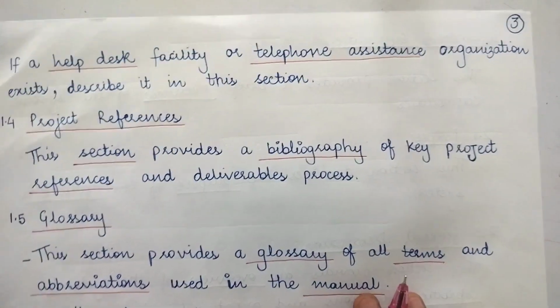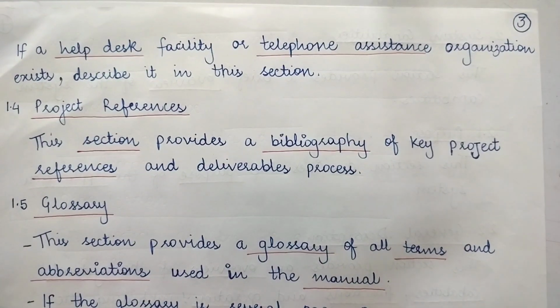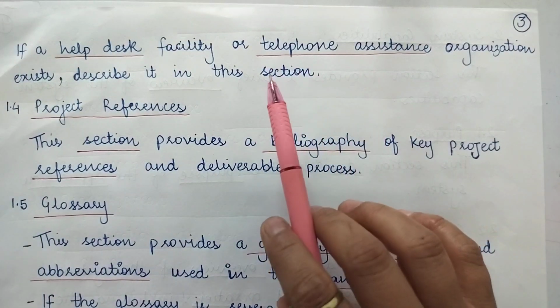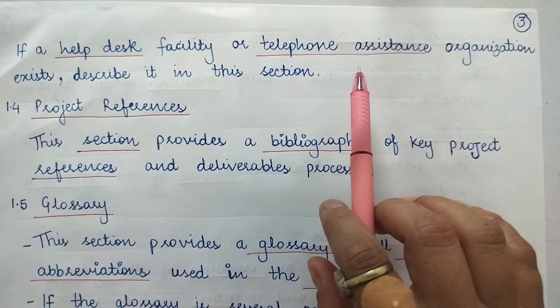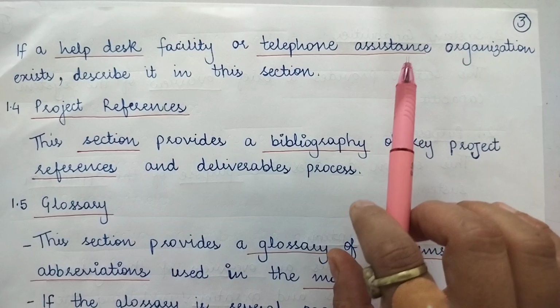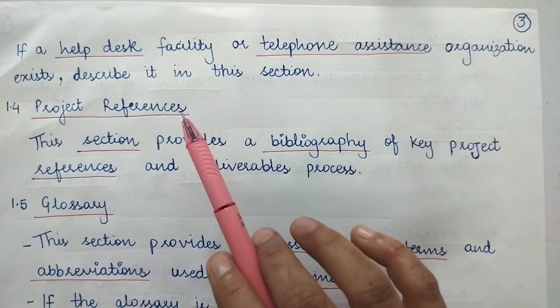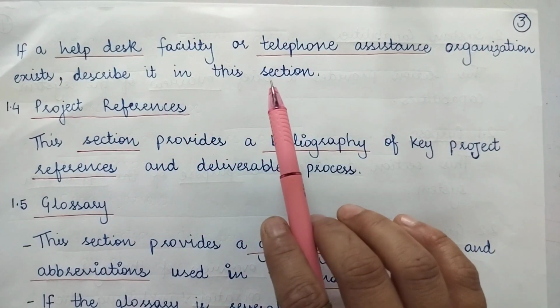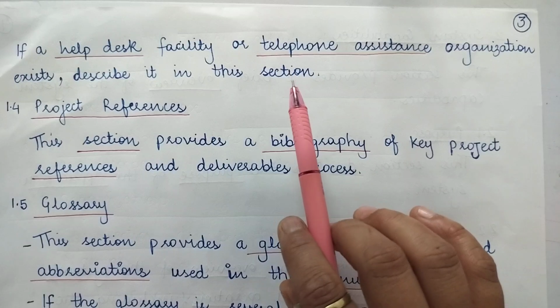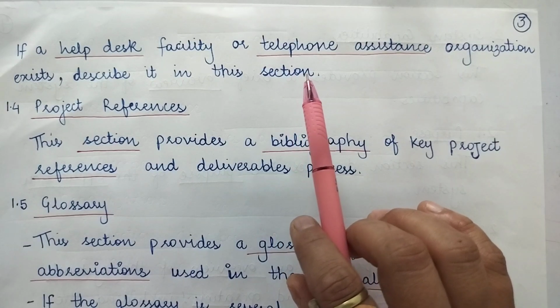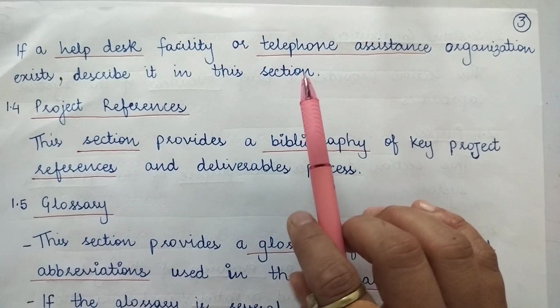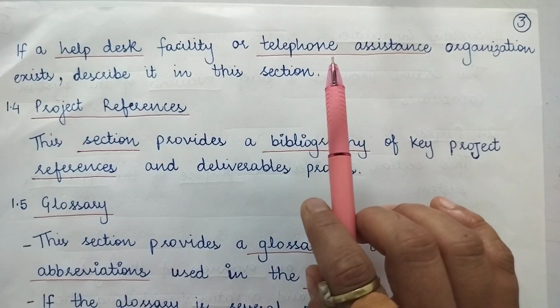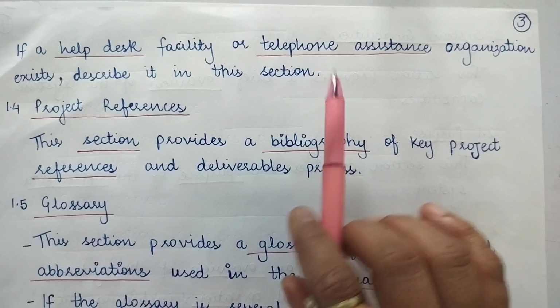If a help desk facility or telephone assistance exists in the organization, or it is provided by the organization, then it is described in this particular section, that is, the points of contact. That means how you can contact the staff or the people or the help desk who can assist you in case of any difficulty.